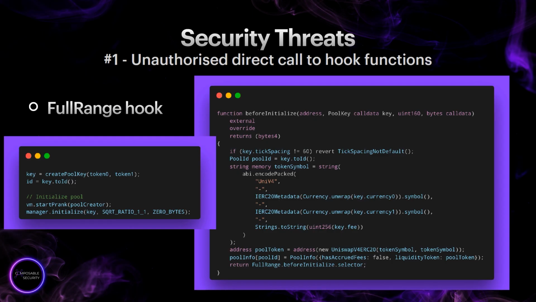However, the before initialize function has to be external because it's called by the pool manager. So it's called by a different contract, right? So it's external, but there are no modifiers. There is no access control. So why can't you simply call it directly? And what would happen if you call it directly?